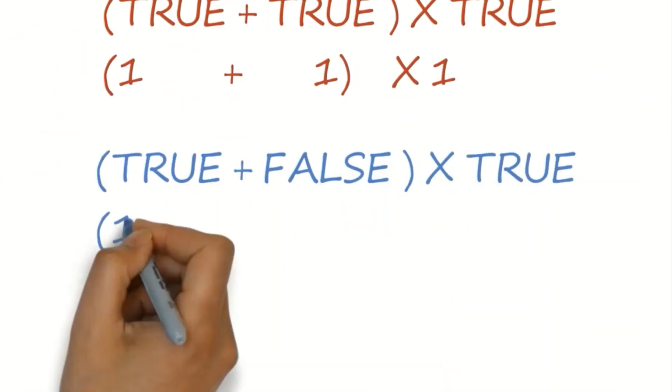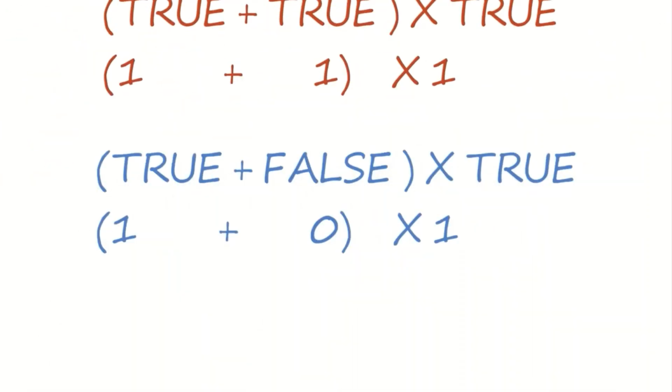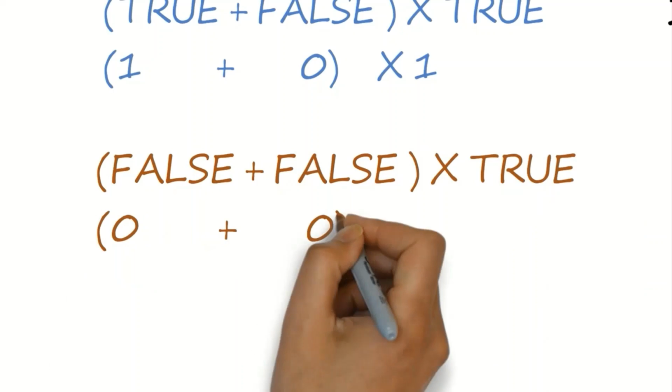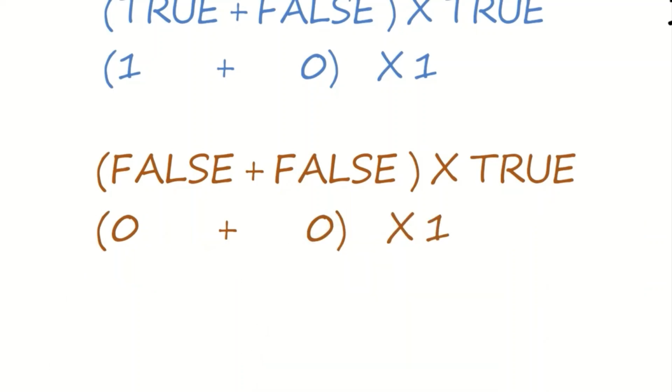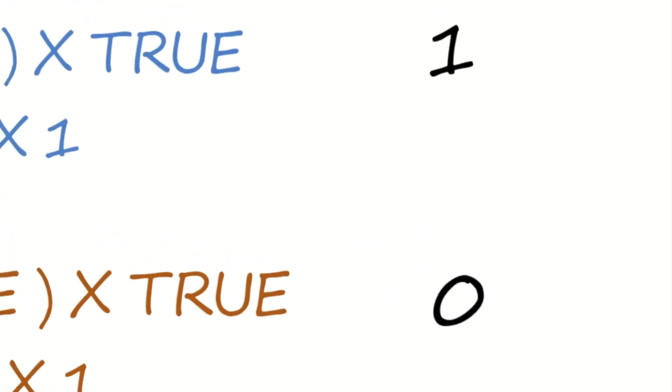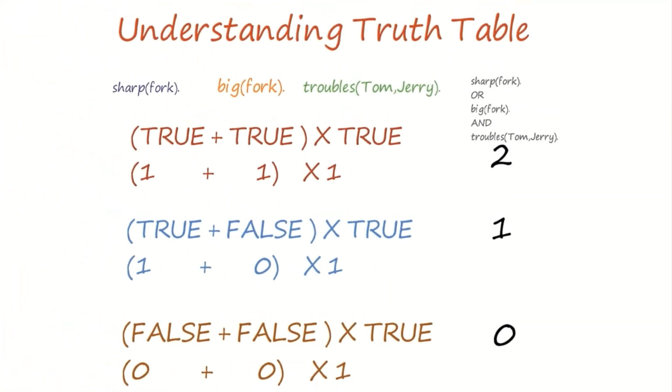Similarly, if the fork is sharp or the fork is not big and Tom troubles Jerry, then the proposition is true. Case 3. If the fork is not sharp or big and Tom troubles Jerry, then the proposition is false. So this is quite obvious that if the fork is neither sharp nor big, then Tom can't trouble Jerry with the fork and the output will be 0.